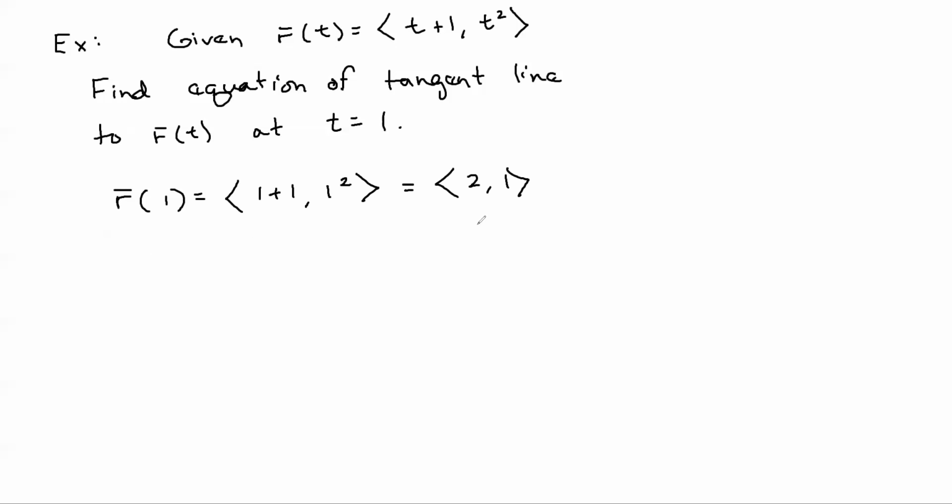So to find the tangent vector for our tangent line, we first need to find r prime of t, because this produces a formula for tangent vectors. This produces the tangent vector for any t value. And to do that, we just calculate the derivative, and derivatives are component-wise. So the derivative of t plus 1 is going to be 1, and the derivative of t squared is going to be 2t.